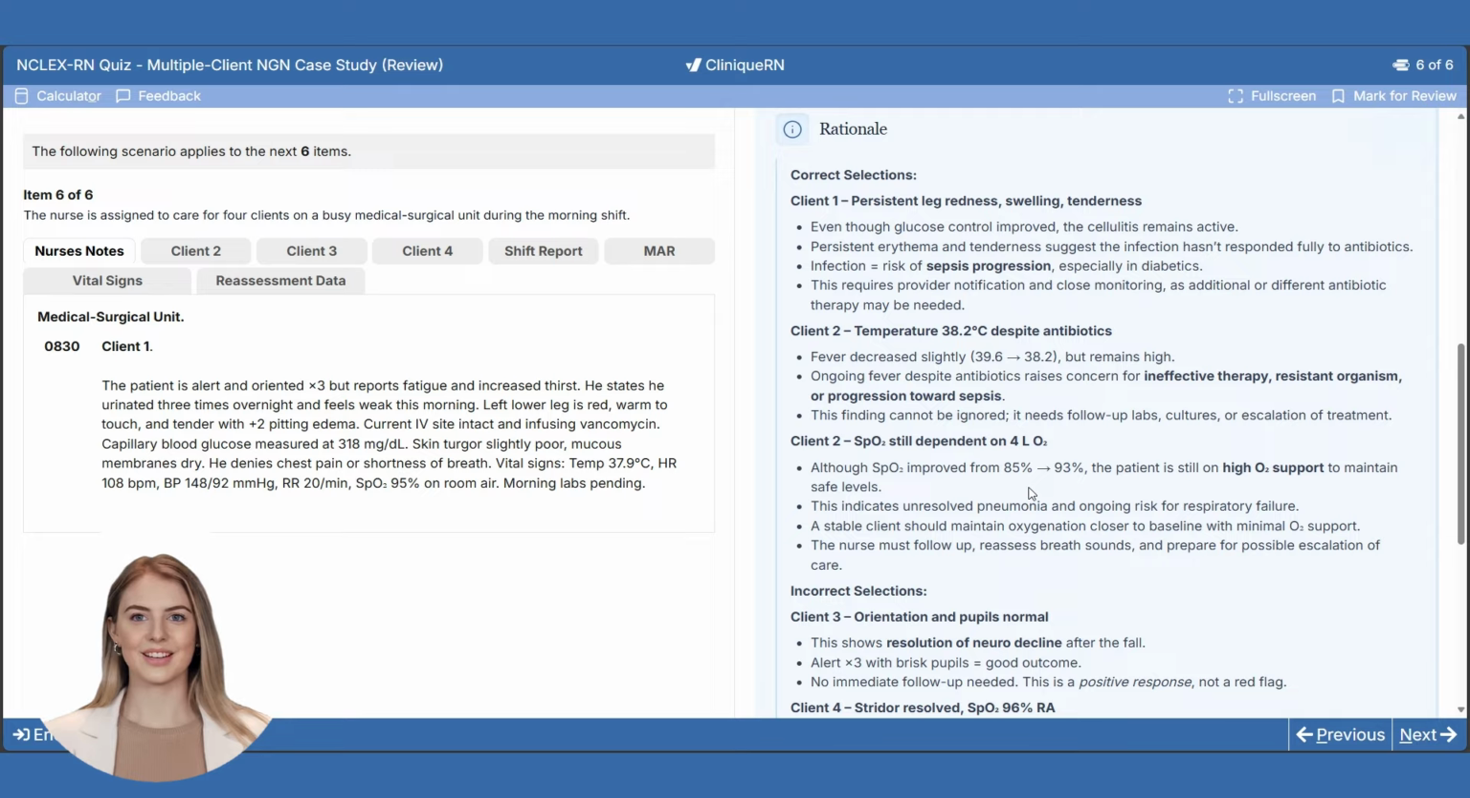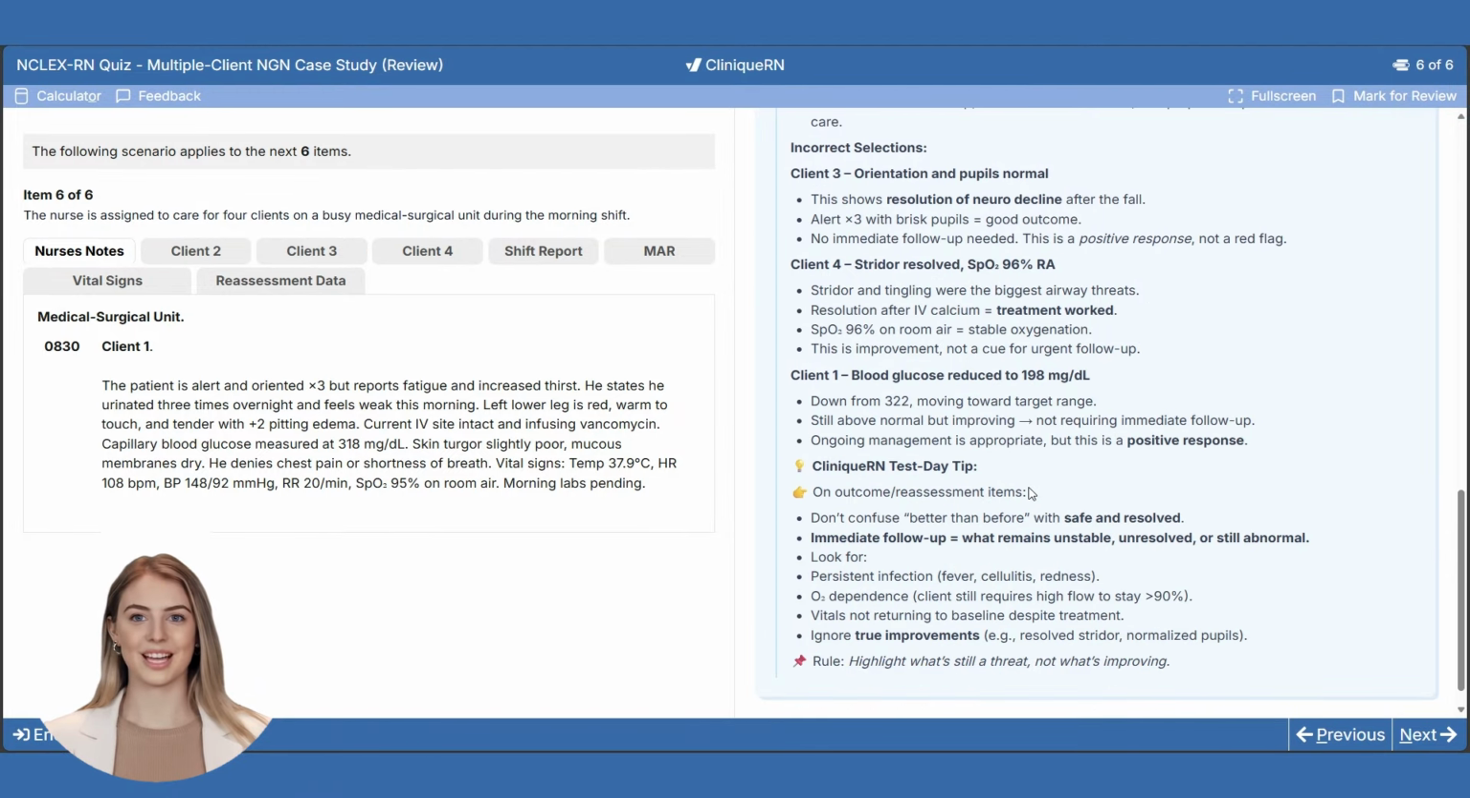Incorrect selections. Client 3. Orientation and pupils are normal. This shows the resolution of neurodecline after the fall. Alert times 3 with brisk pupils means a good outcome. No immediate follow-up needed. This is a positive response, not a red flag. Client 4. Stridor resolved, peripheral capillary oxygen saturation 96% on room air. Stridor and tingling were the biggest airway threats. Resolution after IV calcium indicates treatment worked. 96% on room air means stable oxygenation. This is an improvement, not a cue for urgent follow-up.